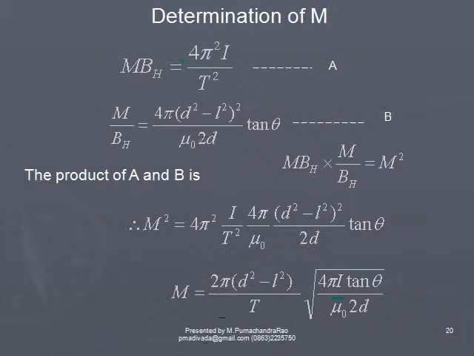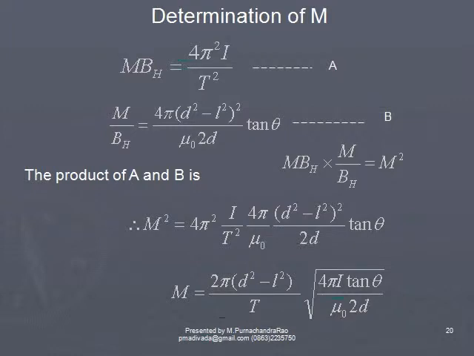Also we got the relation for M by BH from the deflection magnetometer. M by BH is equal to 4 pi into (d square minus L square) whole square divided by mu naught 2d, multiplied by tan theta.